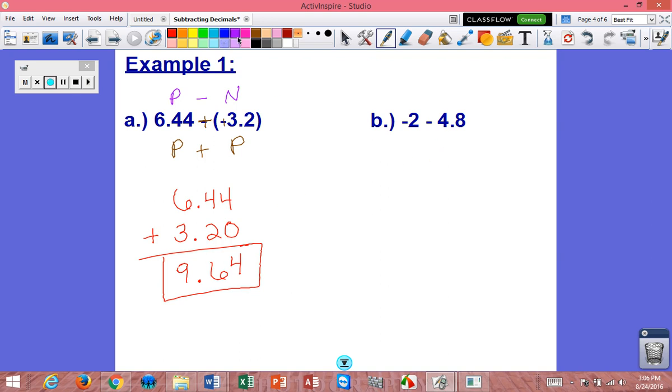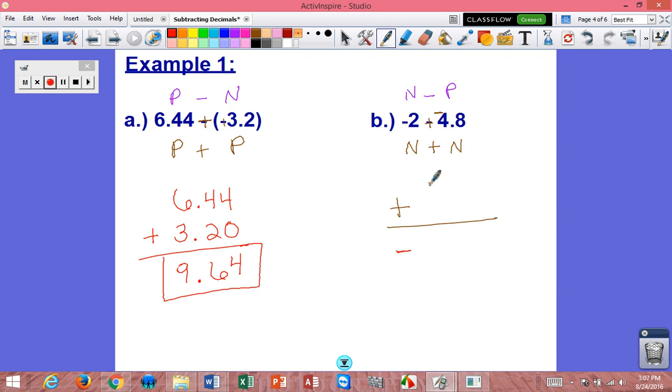Alright, letter B. We have a negative 2 minus a positive 4.8. So again, I want to add the opposite. So I want to have a negative plus, and the opposite of a positive is a negative. So that's how I want this to look. So I'm going to change this to addition, and I'm going to make this 4.8 negative. Okay, so if I'm adding negatives, I'm going to add the two numbers like normal, but my answer will be negative, because we're finding the total amount of negatives.